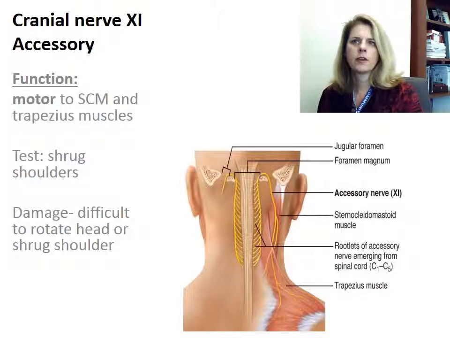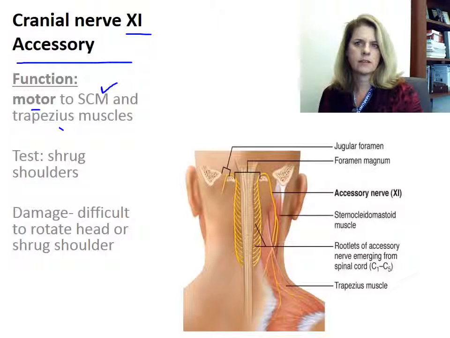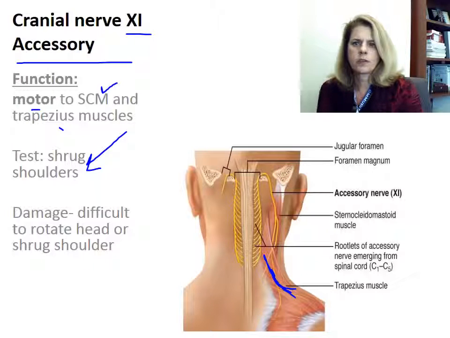Almost done. Number 11, accessory nerve. The accessory nerve is a motor nerve, and it goes to the sternocleidomastoid and the trapezius. Okay, so this is going to two of your major muscles in your neck and back. And these muscles help you shrug your shoulders. And so the trapezius, if you think about these muscles here, this part of the trapezius, when those contract, it pulls your shoulders up. And so you can put your hands on someone's shoulders and have them shrug and see if they shrug equally on both sides. And if they don't, that means one side is damaged.